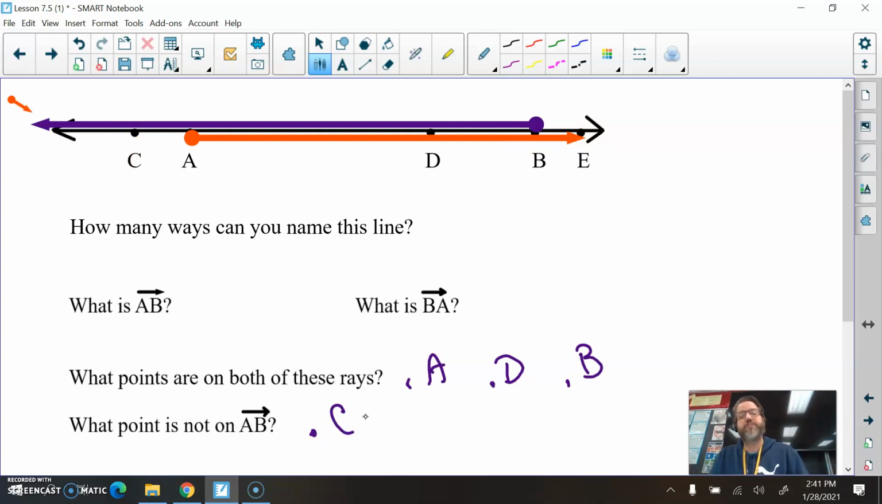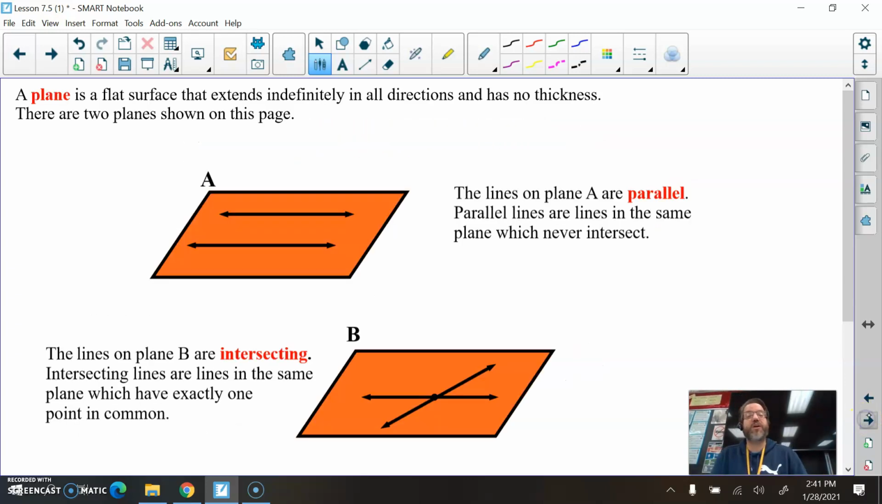All right, so that's the difference between ray AB and ray BA. It's two totally different rays. They start at different points and they travel in opposite directions, but they do overlap here. Segment AB represents the portion that is overlapping. Segment AB is on both rays. Okay? All right, let's continue on here.